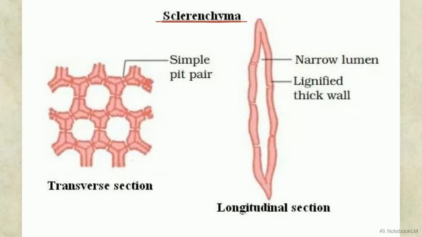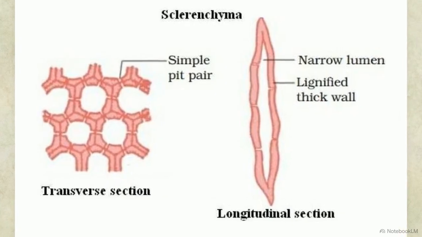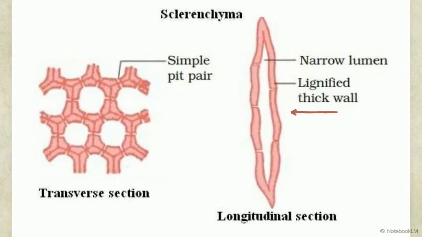Now look at this transverse and longitudinal section of sclerenchyma. These cells stand in strict contrast to the other two. They are completely dead at maturity. They provide rigid mechanical strength because their extremely thick secondary walls are heavily coated in a tough chemical called lignin. Look closely at the longitudinal section on the right. The massive lignin deposition is so thick that it obliterates the internal space of the cell, leaving only this microscopic central cavity called a narrow lumen.